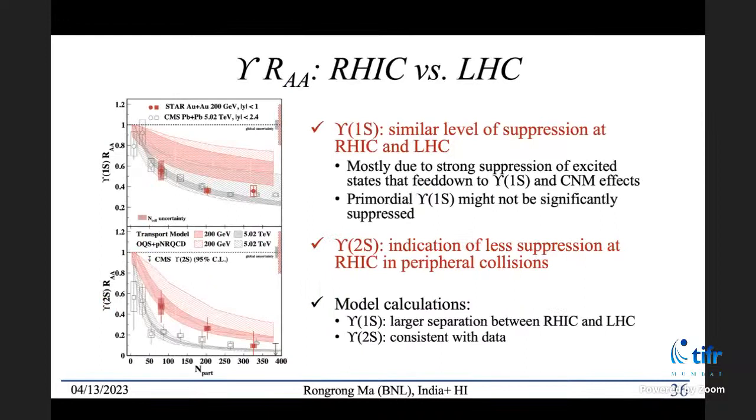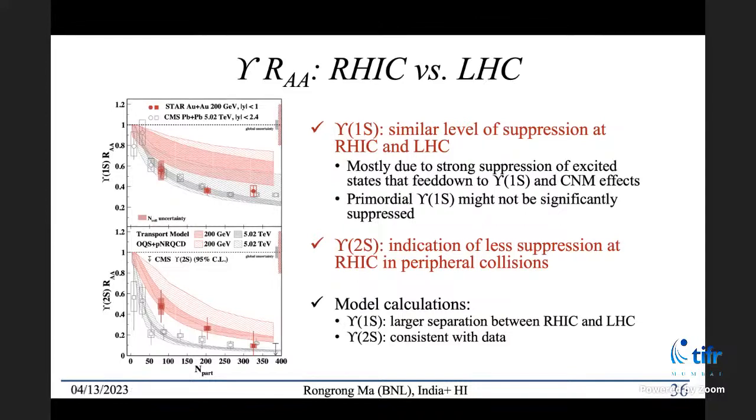We can also compare our results from RHIC to the LHC. In the upper panel, this is the Upsilon 1S RAA with STAR shown in red and CMS shown in open black. As a function of centrality, here is also quite interesting: we see a similar level of suppression at RHIC and the LHC. Even though the error bar is big, I think this might be because the suppression we see here is mainly from the suppression of the excited states that feed down to the Upsilon 1S, as I mentioned earlier.